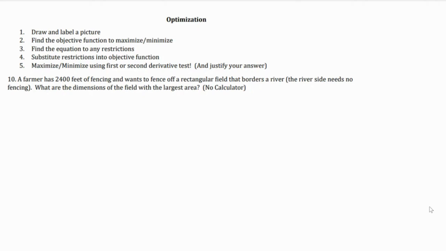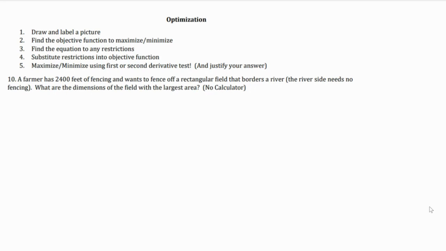to maximize or minimize something. So the first thing I want you to note is these steps here. I would recommend you just follow these steps. If you have any sort of geometry going on, like perimeter, volume, whatever, make sure you draw a picture and label it. Find the objective function.